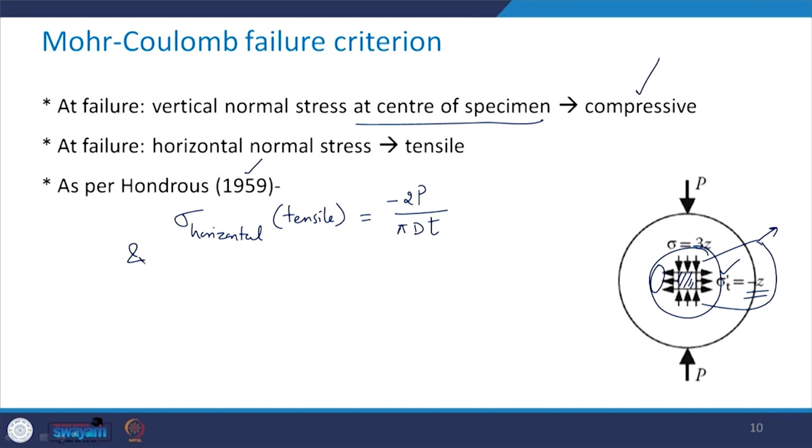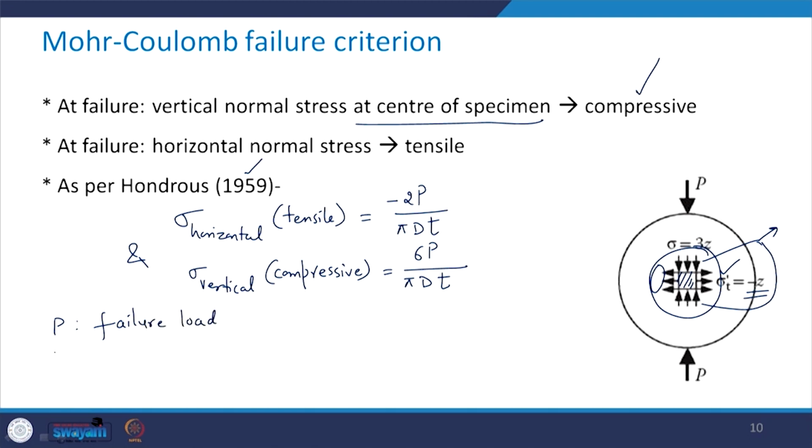and sigma vertical, which is compressive in nature, is equal to 6P divided by pi d t, where this P is the failure load, d is the specimen diameter, and small t is the specimen thickness.